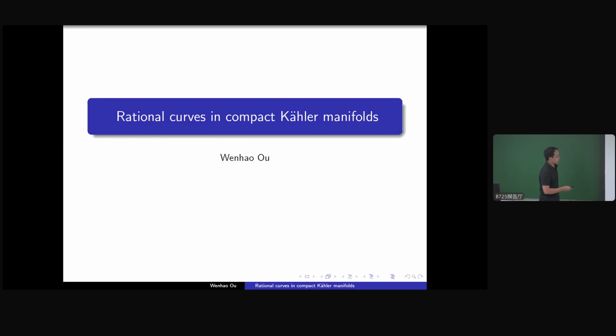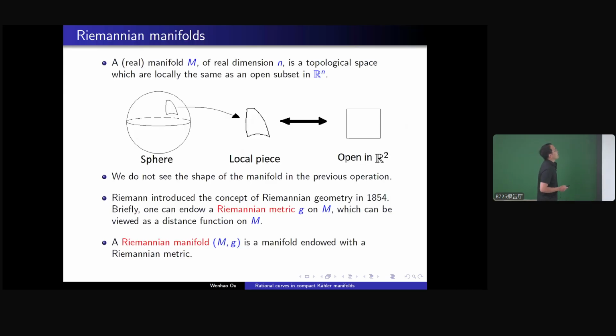So my title is Rational Curves in Compact Kaehler Manifolds. I will work on compact Kaehler manifolds, which is a notion in complex geometry. And complex geometry is very related to algebraic geometry. So we will first start with some background. First, I study geometry, so I would like to introduce the notion and the targets I'm studying.